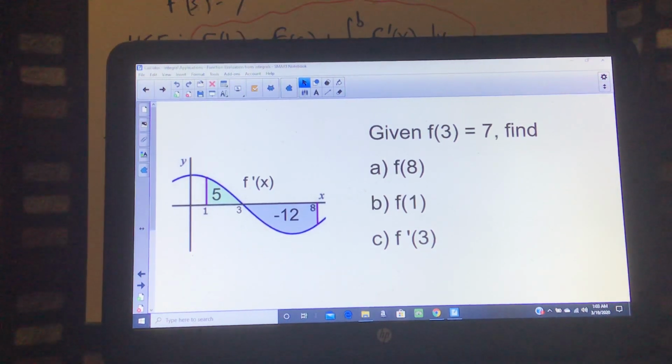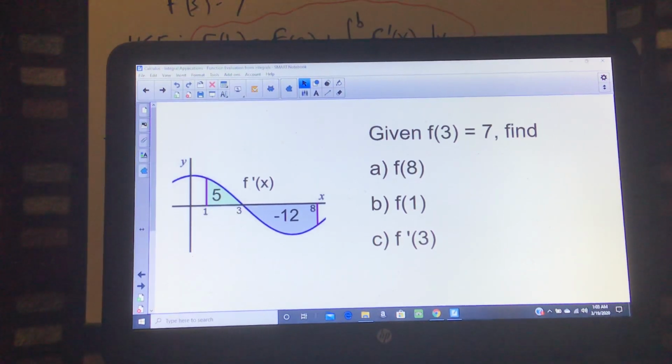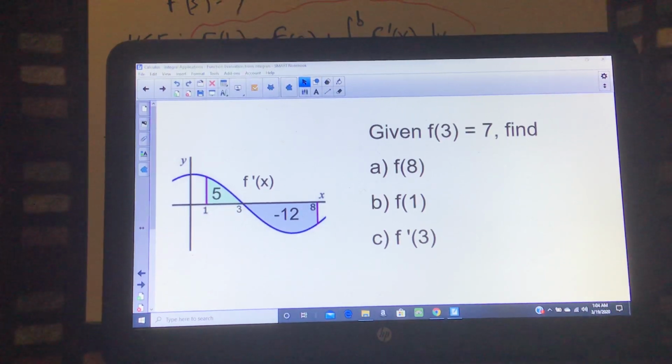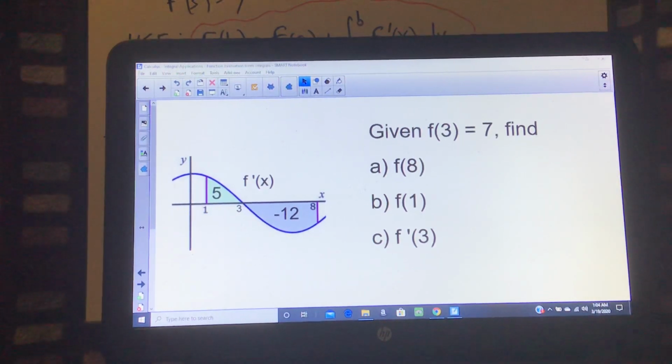So this is a visual version of the problem that we were working on before we left about being able to use integrals to find a function value. The AP likes to ask this because it's, as usual, a more conceptual kind of problem. They give you a picture of the derivative of f of x, and they show you from 1 to 3 and then from 3 to 8, and they give you the areas under the derivative. So from 1 to 3 the area is 5, and from 3 to 8 it goes under the curve and the area is negative 12.